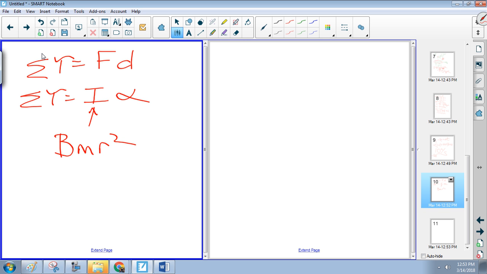So far in all of the problems that we've done, the force producing the torque has been exerted at the outer edge of your object, which means that for all of our problems that we've done so far today in class, the length of our lever arm has been equal to the radius of the object. And that's not always true.